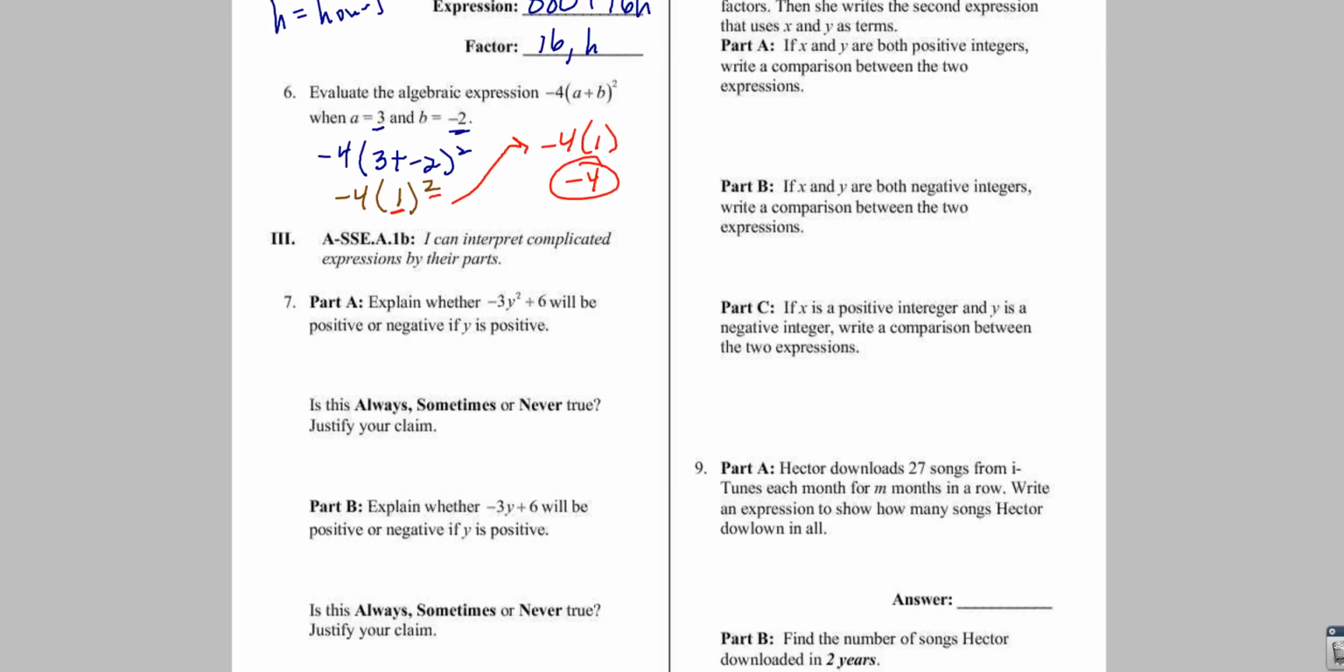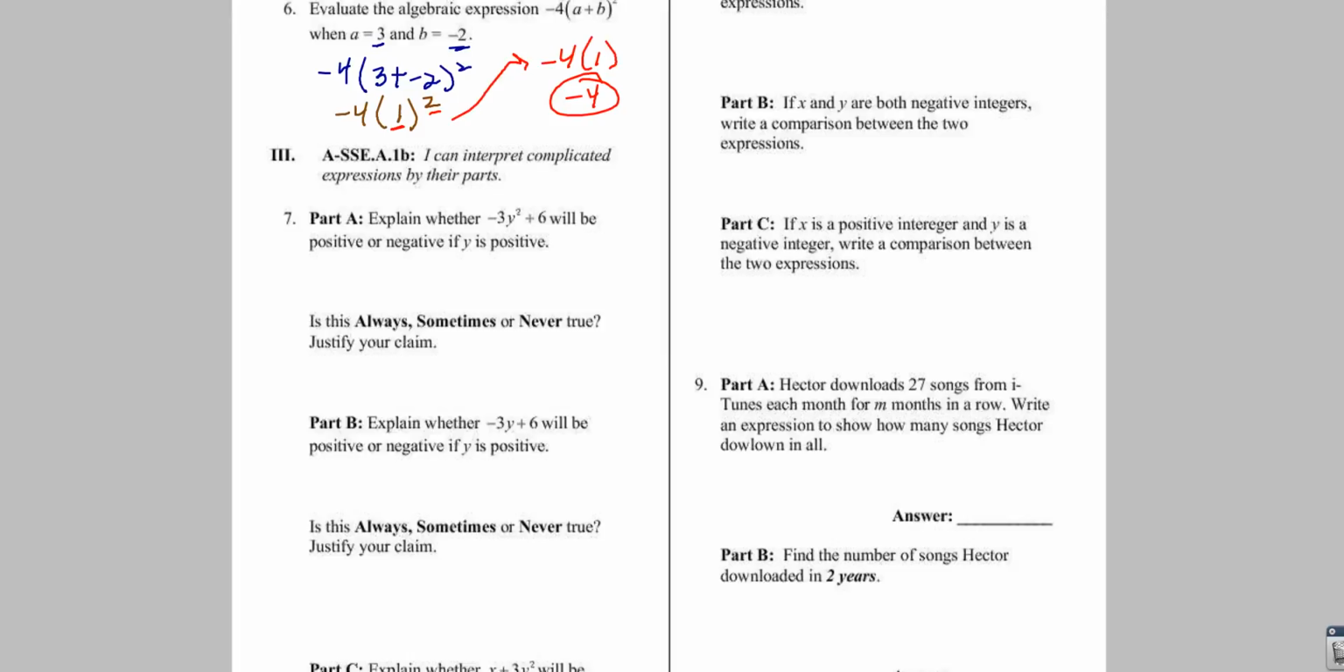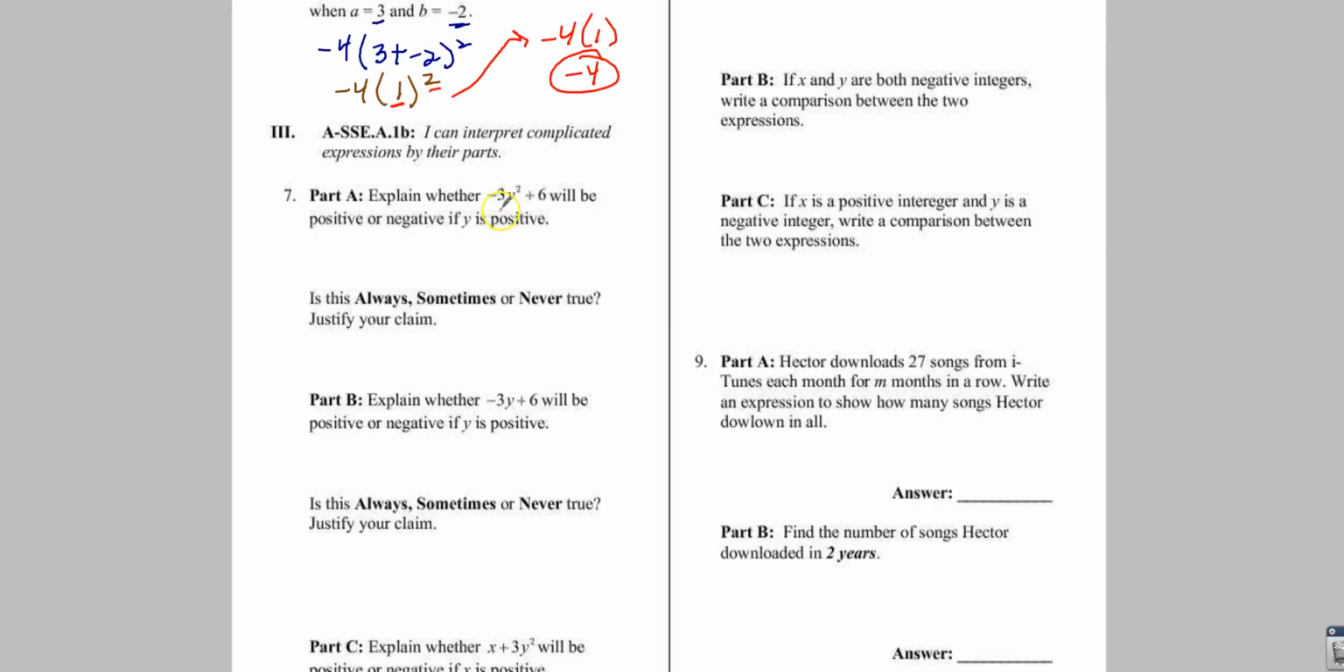Number 7, interpreting parts of expressions. Explain whether negative 3y squared plus 6 will be positive or negative if y is positive. So we're going to say for this one that it is sometimes positive.